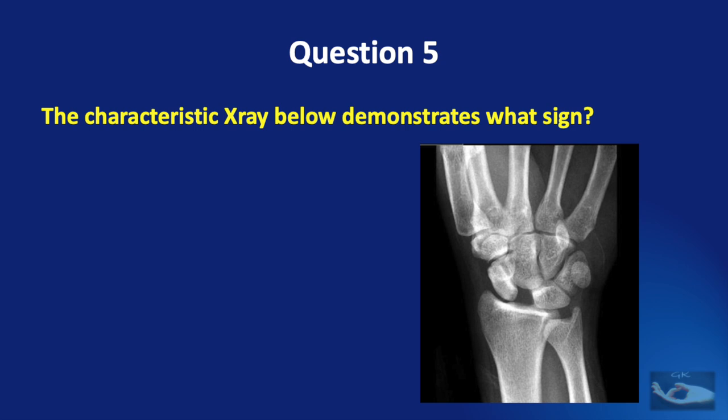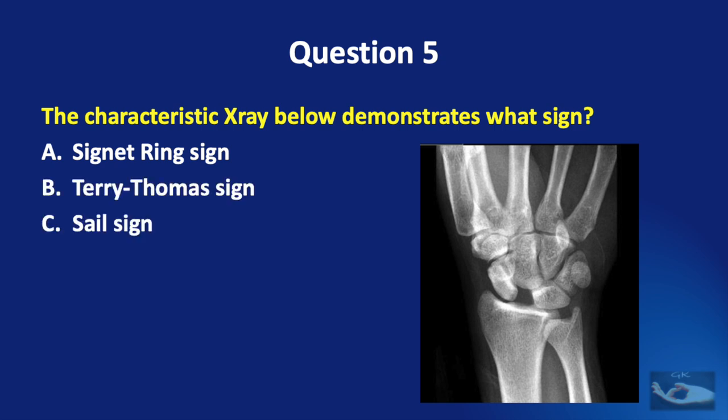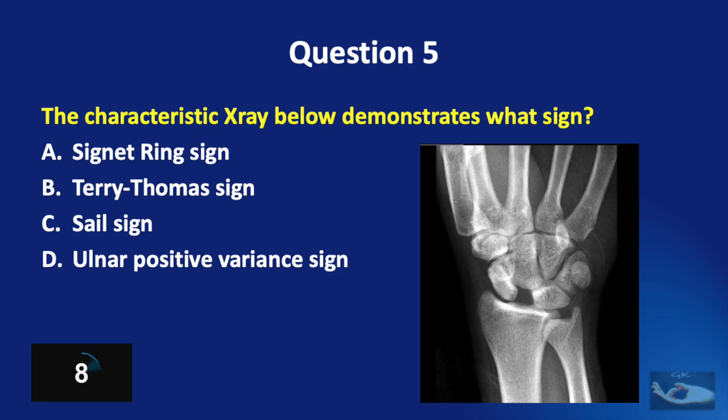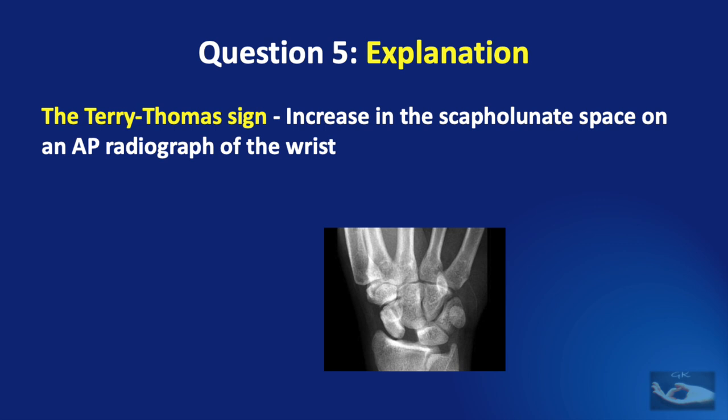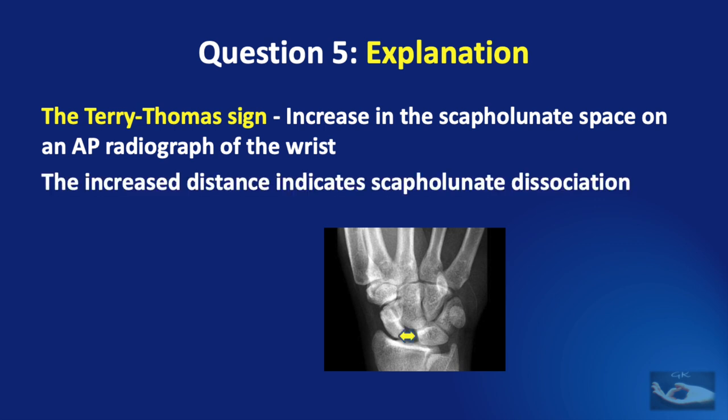Question number 5. The characteristic X-ray below demonstrates what sign? The signet ring sign, the Terry Thomas sign, the Sale sign, or the ulnar positive variant sign? And the correct answer is the Terry Thomas sign. The Terry Thomas sign denotes an increase in the scaphoid lunate space on an anteroposterior radiograph of the wrist. This increased distance indicates scaphoid lunate dissociation.